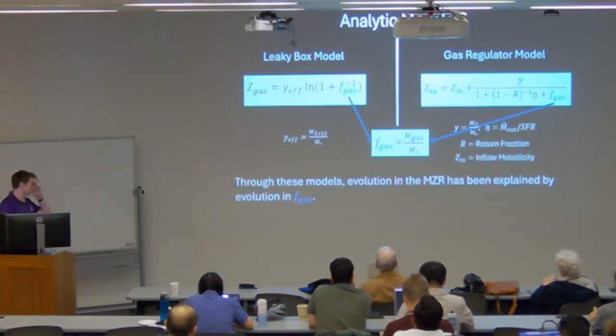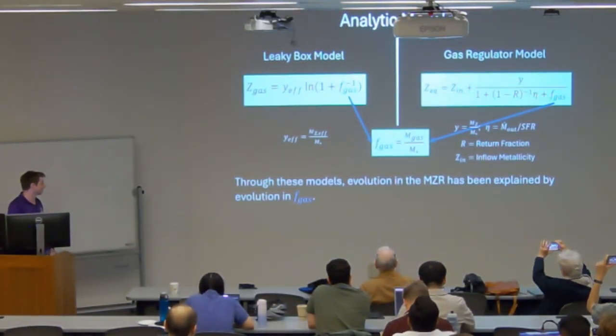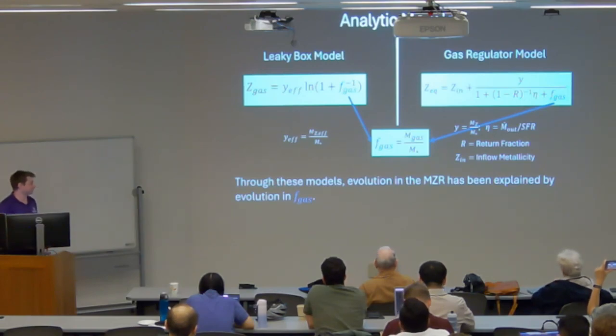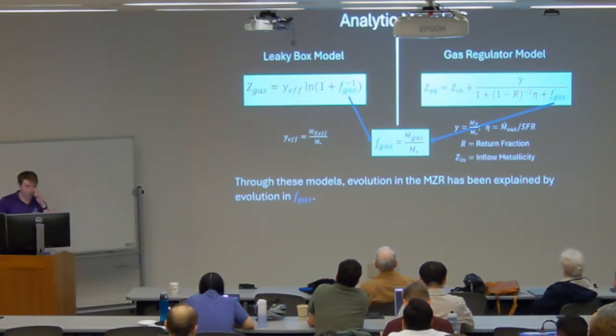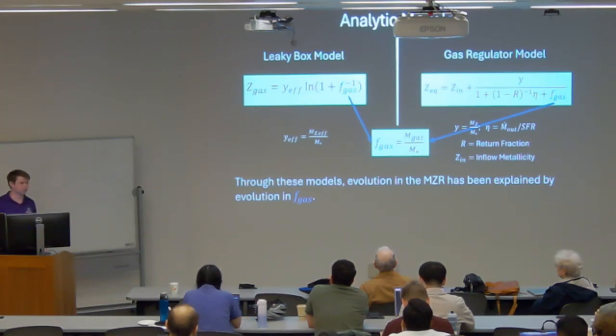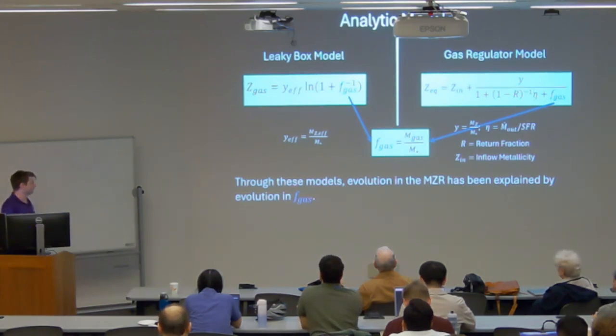And because of this, through these models, evolution in the MZR has been explained previously by using evolution in this f_gas parameter. And in particular, at low redshift, increasing values of f_gas with increasing redshift have been used to explain the decreasing normalization in the MZR, while at high redshift, very large or weakly evolving values of f_gas have been used to explain the weakly evolving nature of the MZR at high redshift.